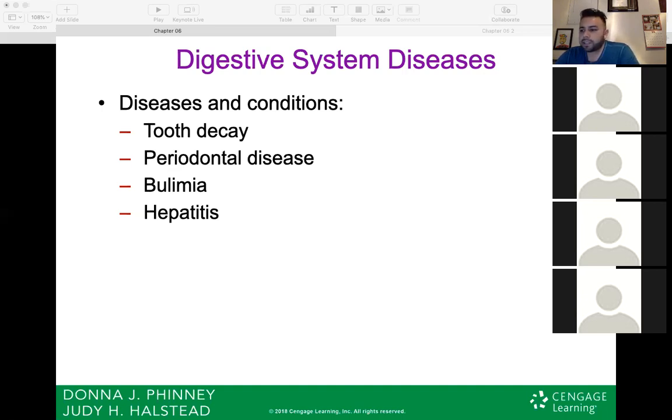And inflammation and deterioration of the periodontium is called periodontal disease. Bulimia is an eating disorder in which an individual vomits after consuming large amounts of food. And hepatitis is an inflammation of the liver that's caused by the 3 hepatitis viruses. So we're talking about hepatitis A, B, and C.